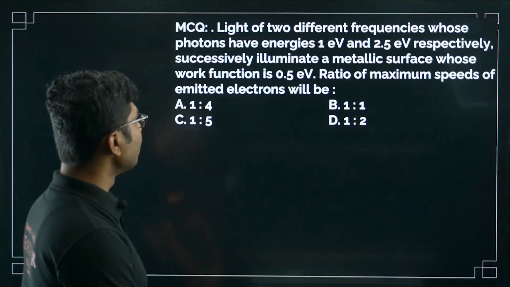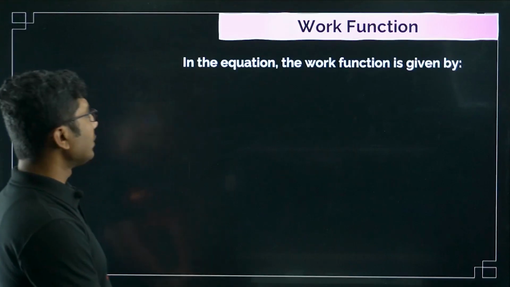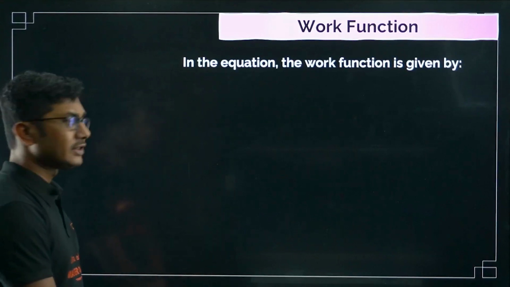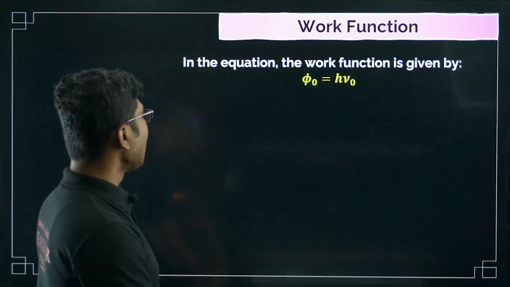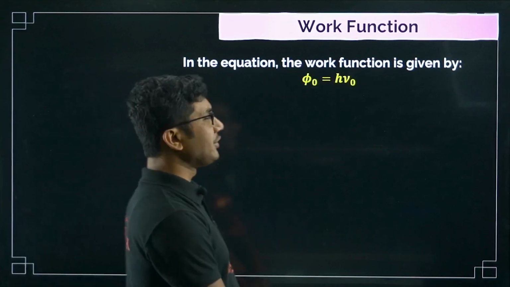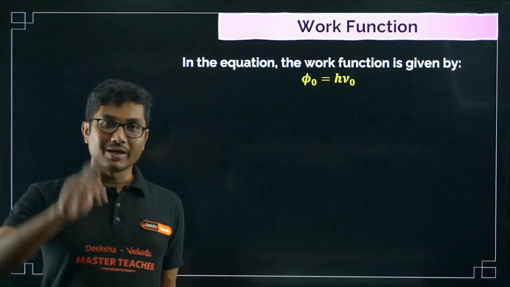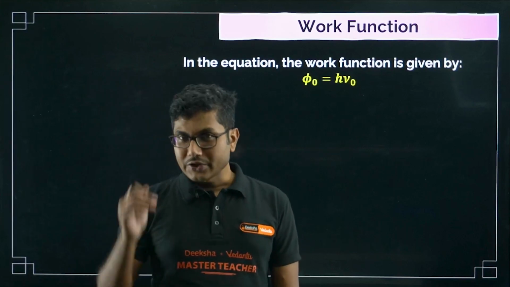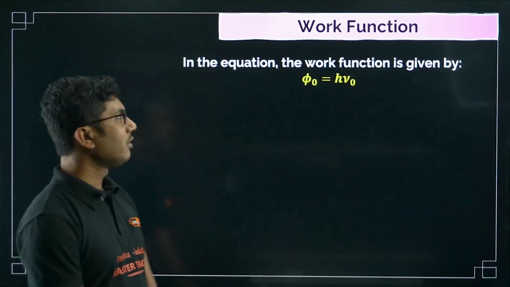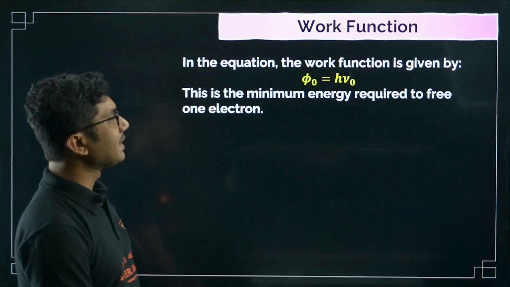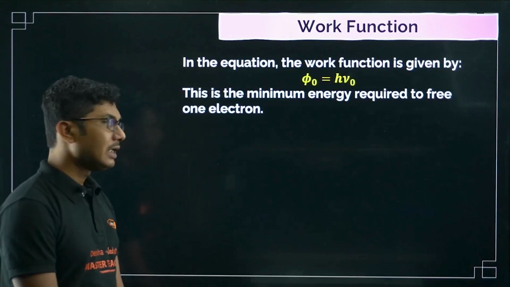So now let's move on. So let us discuss the work function a little bit more. In the equation, the work function is given by phi naught equals h nu naught. What is nu naught? We have learned it is the cutoff frequency or threshold frequency. So the work function is nothing but h nu naught. This is the minimum energy required to free one electron.